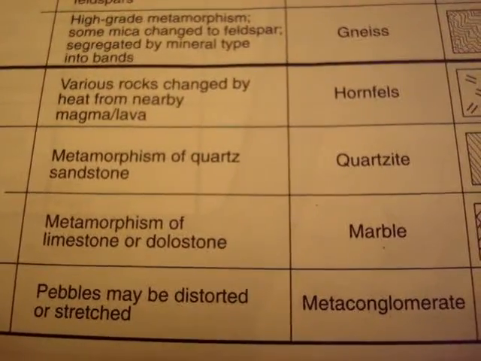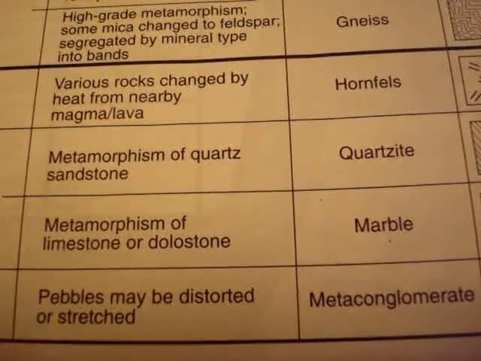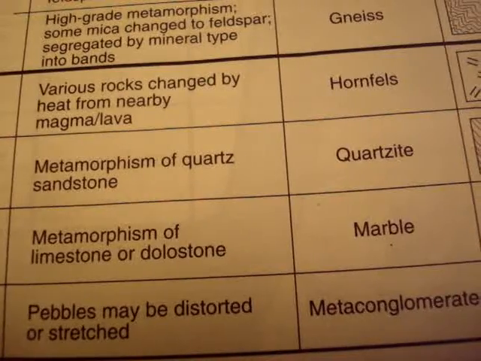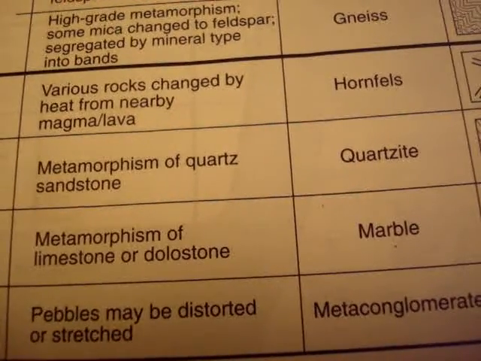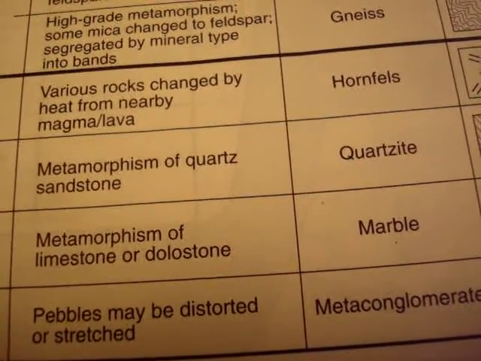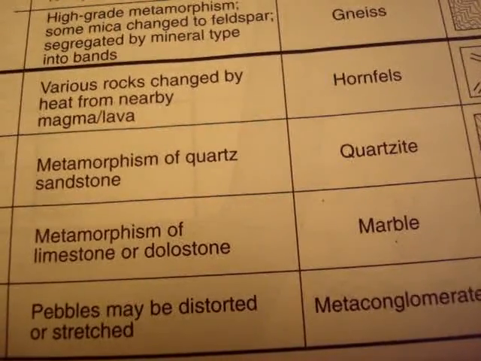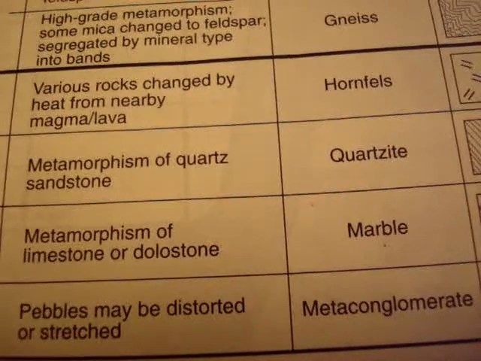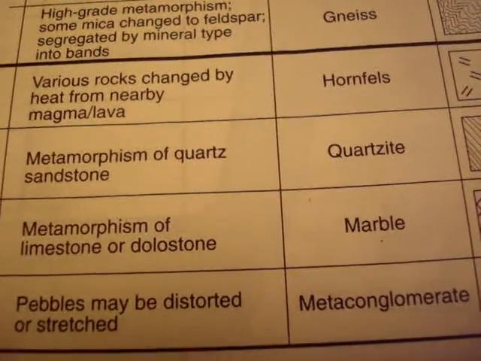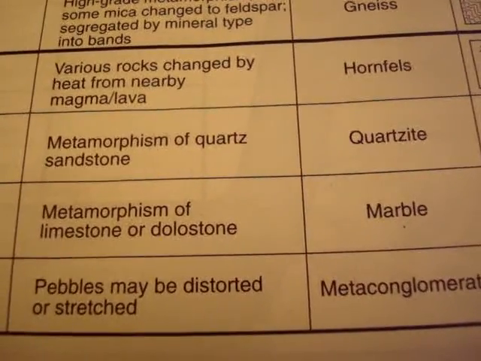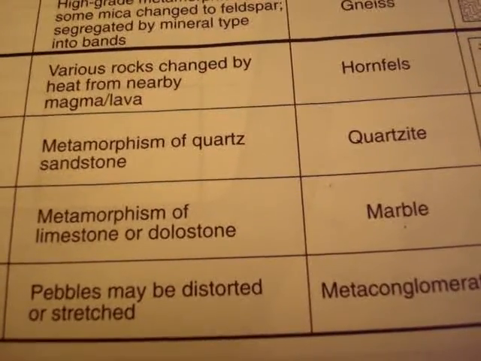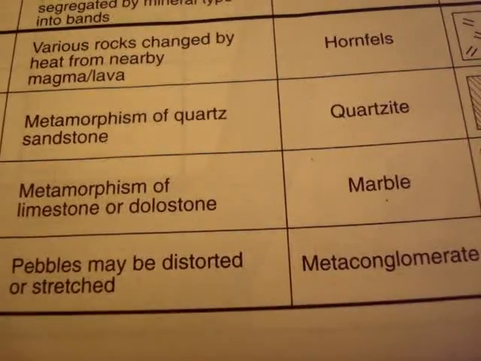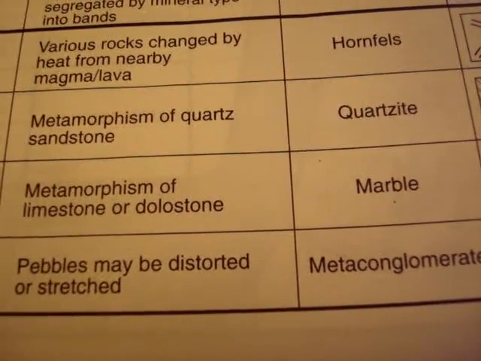And we have four main examples. Hornfels, which underneath the comment states various rocks changed by heat from nearby magma or lava. Again, that's our example of contact metamorphism. Quartzite, metamorphism of quartz sandstone. Marble, metamorphism of limestone or dolostone. And metaconglomerate, which is basically the metamorphism of conglomerate.